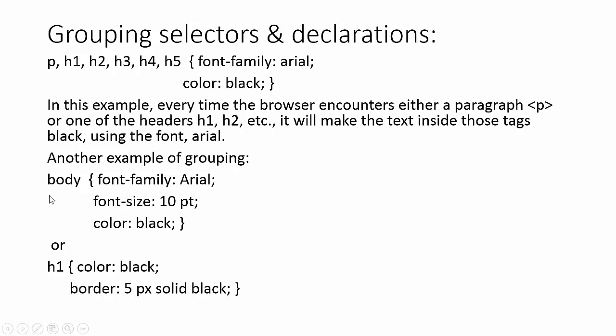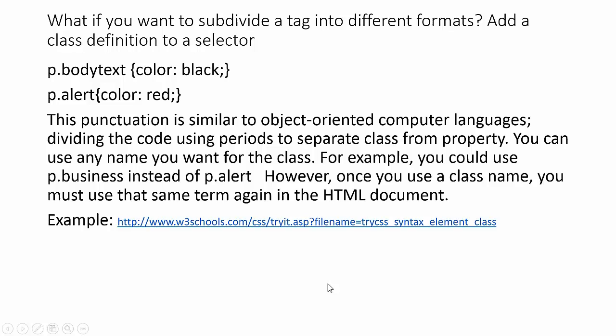Here's another example of grouping. Here we say anytime processor encounters body, so basically anything inside the body tags, we want the font to be Arial, the size to be 10 points, and we want the color to be black. So notice you can put them all inside the squiggly things here. Or anytime it encounters the H1 tag, we want that text to be black, and we want it to have a 5-pixel solid black border. So I hope you're kind of getting the trend here.